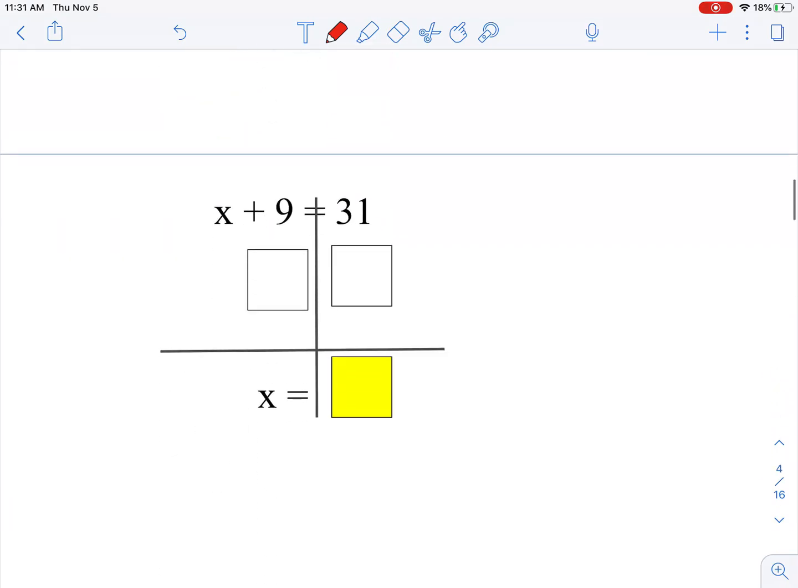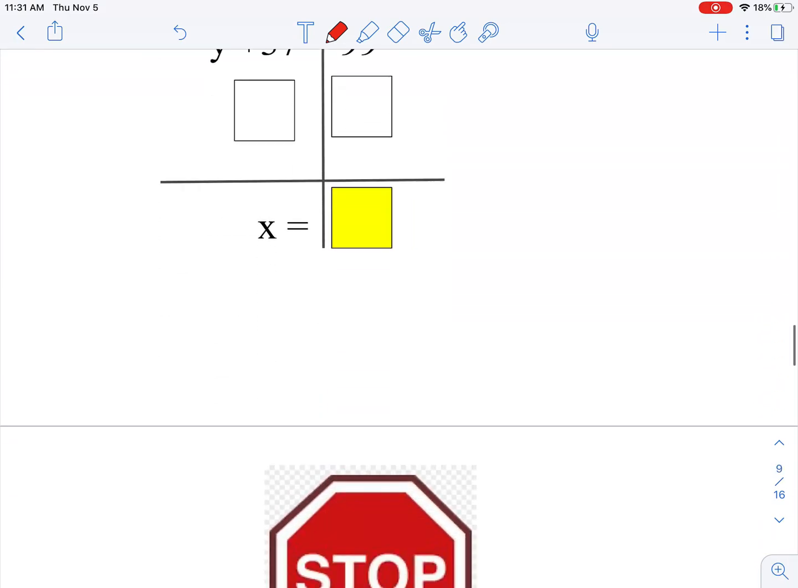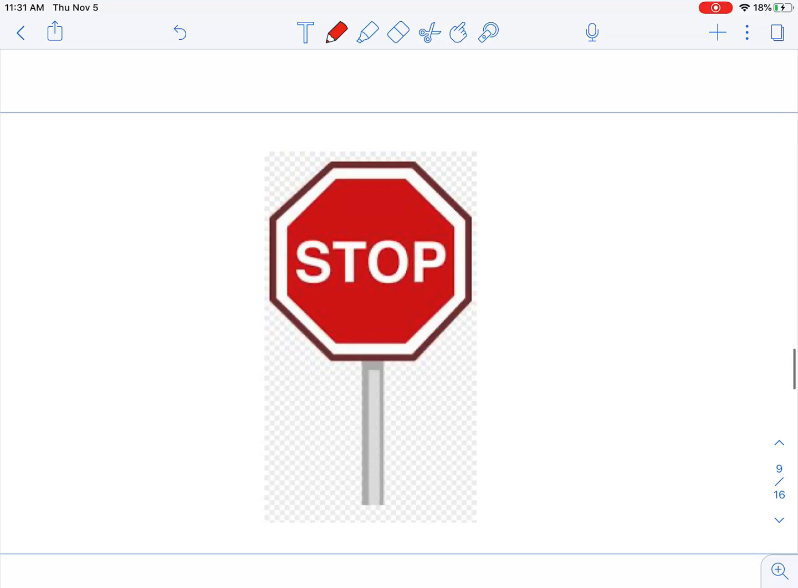Then I'm going to ask you to do the rest of these until you get to the stop sign, and you're going to stop.